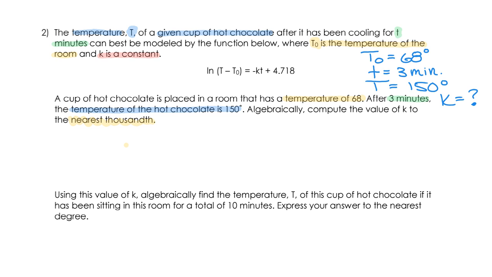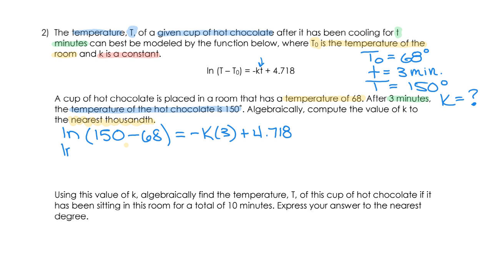All right, guys, let's see if we can plug in and go ahead and solve for our one missing variable. So that's an ln. That stays. Parentheses stays. We said capital T is 150 minus T sub 0, which is 68. Close it, equals. Keep the negative. We don't know K, so keep K. But lowercase t is 3. And the K and the T are next to each other with multiplication in between, so maybe use a parenthesis. And then plus 4.718.